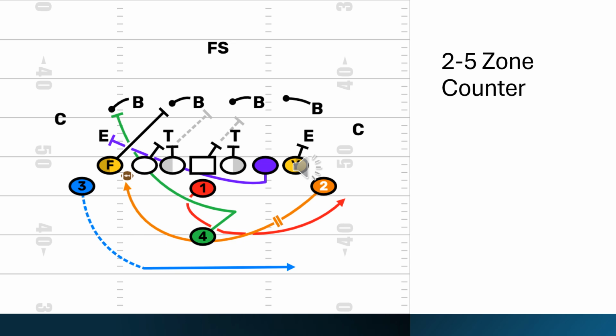Here is what's known as the 2-5 zone counter. Now, what a counter does to a defense is that it gives the impression that we're going one way, but we are then countering back the opposite direction, as you'll see here. Let's start with the 3-back. He's going in motion, so maybe the defense is thinking, oh, here comes another sweep, perhaps. The 4-back is starting his movement to the right before he cuts back to the left to make a block.